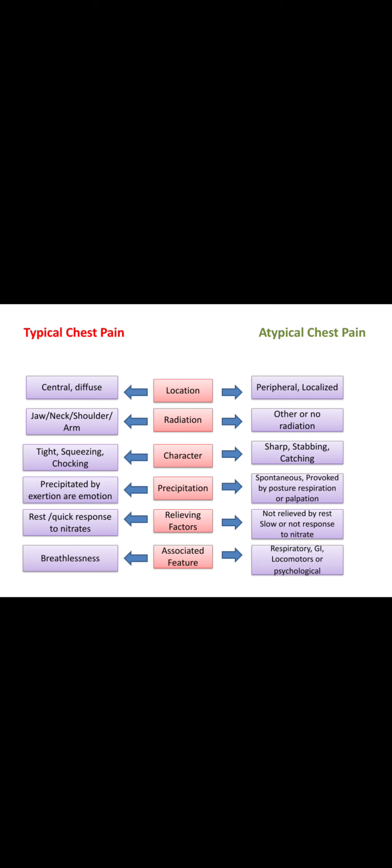There is one more important thing, that is the duration. Ask about the duration. If the patient gives a history of very short or very long duration, then it is highly unlikely to be ischemic in origin. If the duration is less than 5 to 10 minutes, it is atypical chest pain, as typical chest pain usually has a duration of more than 20 to 30 minutes.